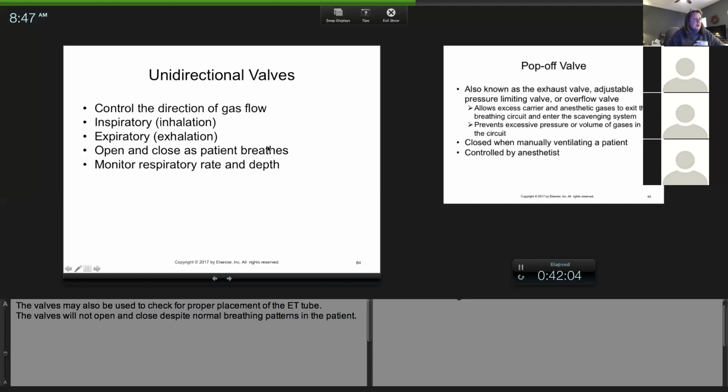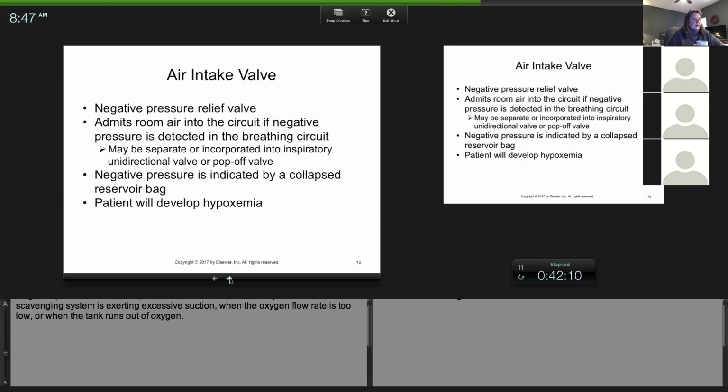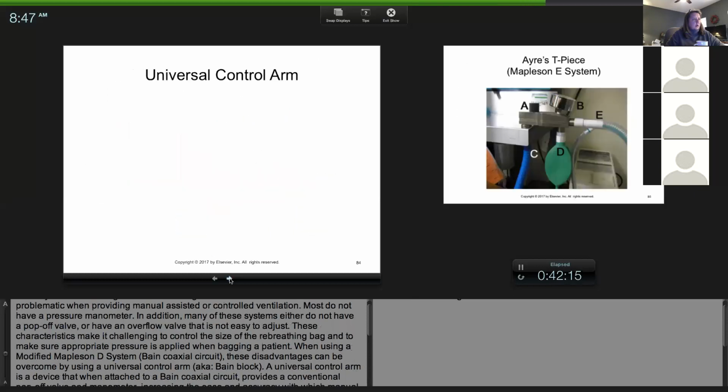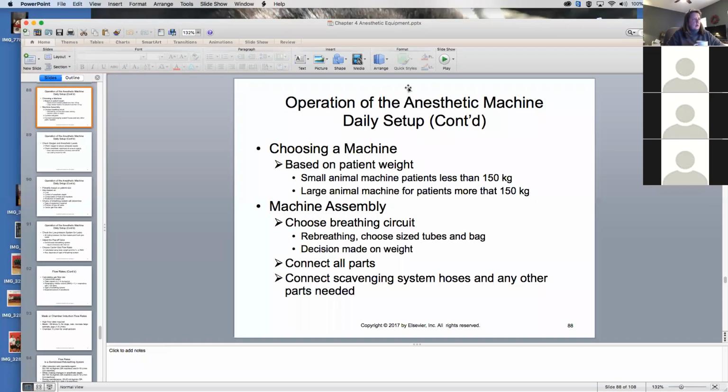I need to talk about the pop-off valve and show you it a little more. And okay, but I'm going to stop there. Do you have any questions based on what we just saw?